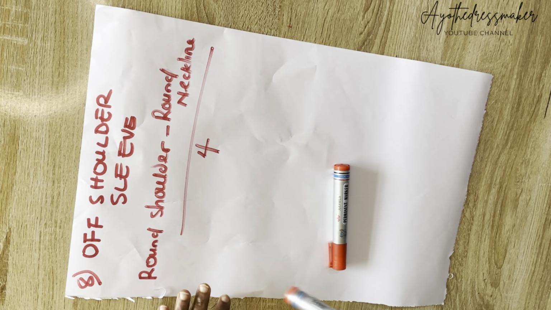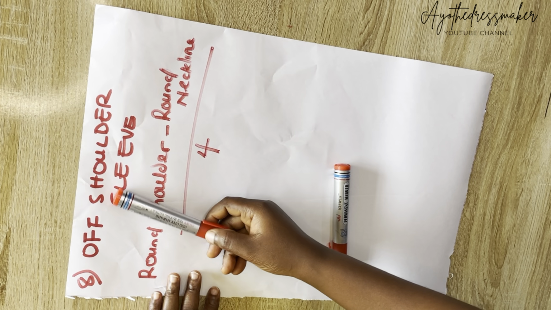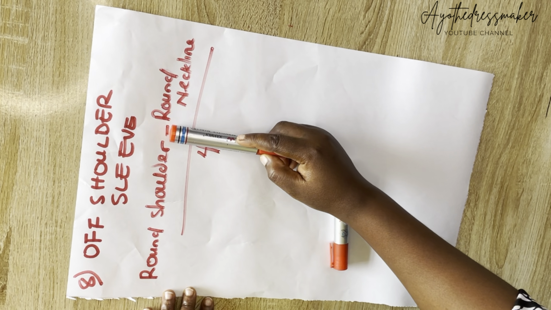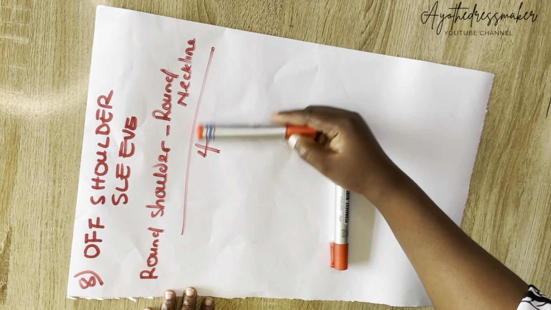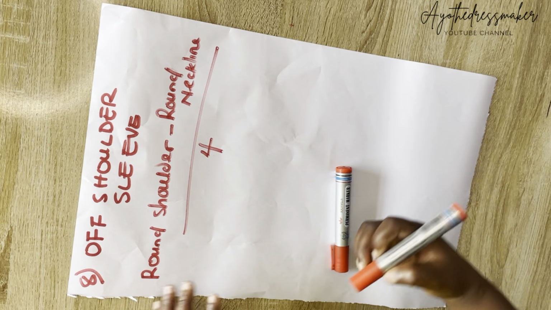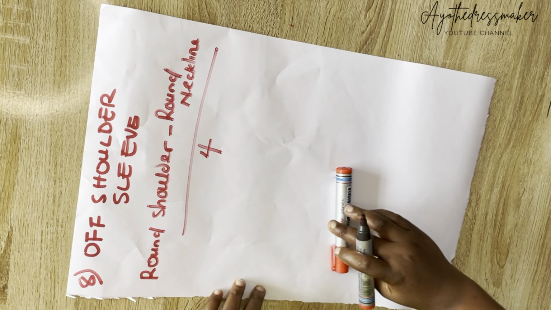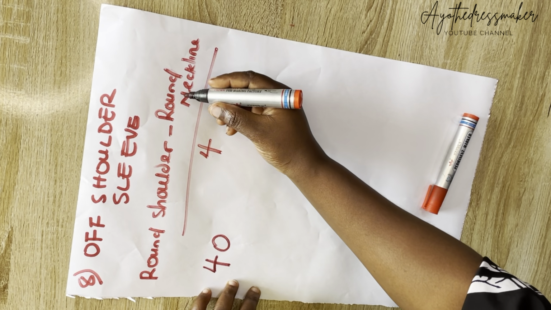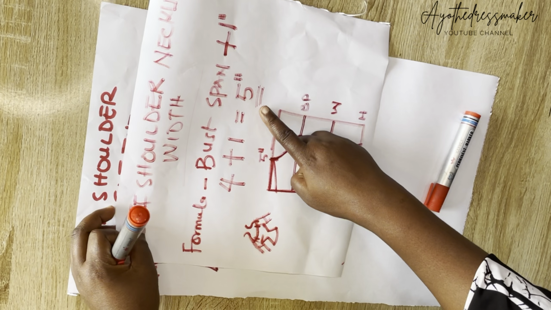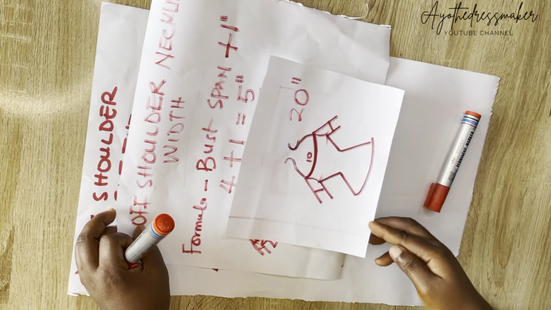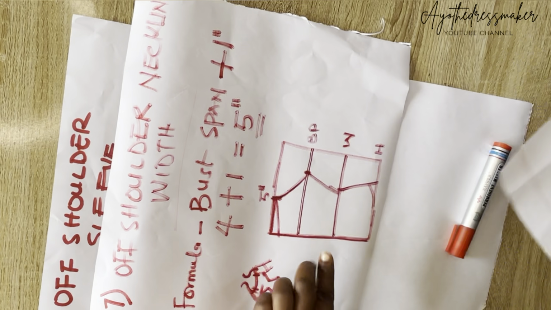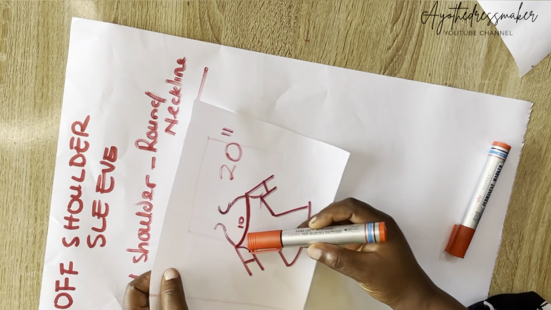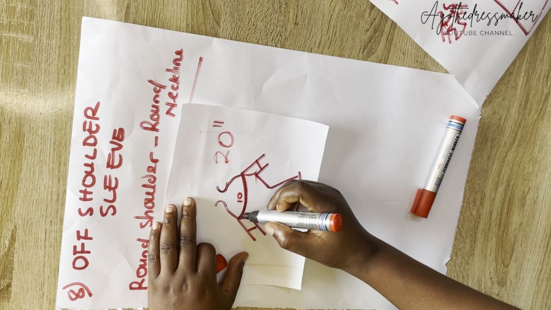Another important calculation that you should know is the off shoulder sleeve formula, and the formula is round shoulder minus round neckline, divided by 4, and the round neckline here is the off shoulder neckline width that we just calculated earlier on. For example, for the round shoulder, let's use 40, and for the neckline we got 5 inches from our calculation earlier on. And this 5 inches is for when the pattern is on fold. Let's assume that this is just the front piece, and when it is open we have 10 inches.